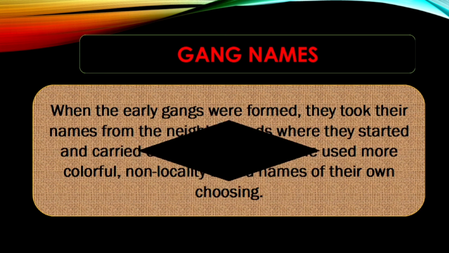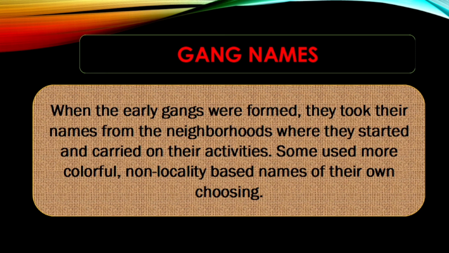Next is gang names. When the early gangs were formed, they took their names from the neighborhoods where they started and carried on their activities. Some used more colorful, non-locality based names of their own choosing. So, for gang names, an example is the older gangs like the Southside Raiders, as long as the gang name is where their activity has been carried on. That is where they get the names of their gangs. And some other gangs use colorful names of their own choosing, like the Cobras and Warriors, as long as it has a deeper meaning to them.